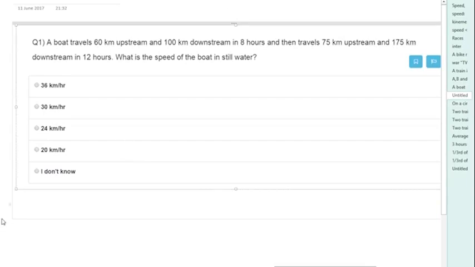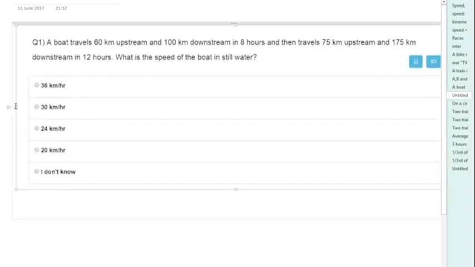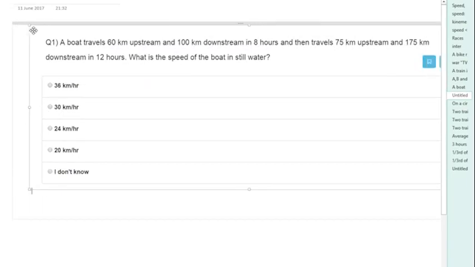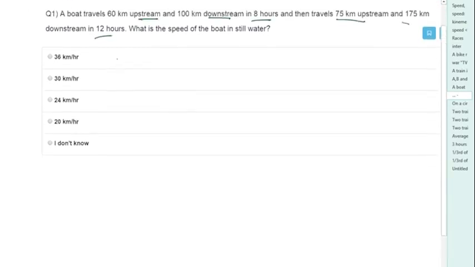If you are so keen on answering the questions, this might be the one you want to look into. This I think is slightly trickier. No, it's not very tricky, but it says this. A boat is traveling 60 kilometers upstream and 100 kilometers downstream in 8 hours, and then travels 75 kilometers upstream and 175 kilometers downstream in 12 hours. What is the speed of the boat in still water?